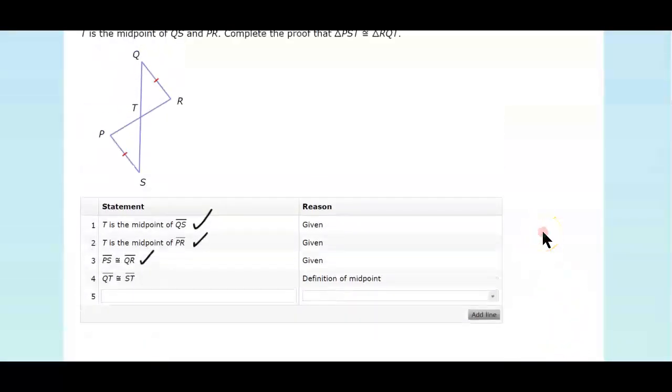All right, let's back up. We have midpoints, so let's mark the segments being midpointed. QS has T as a midpoint.